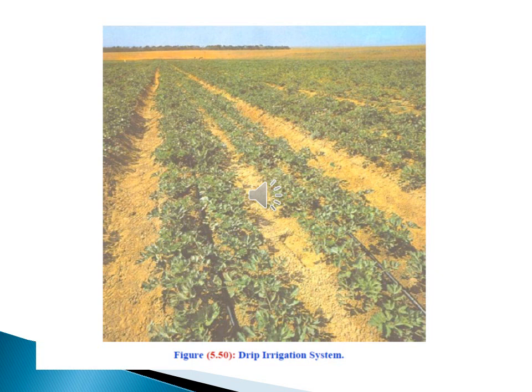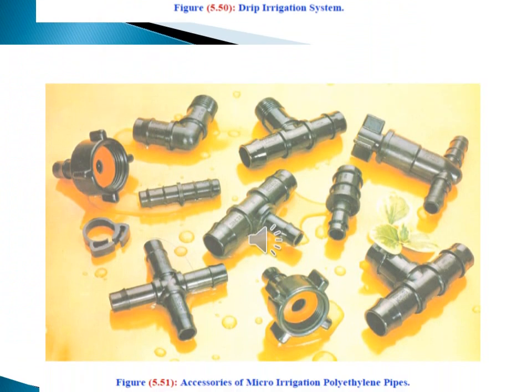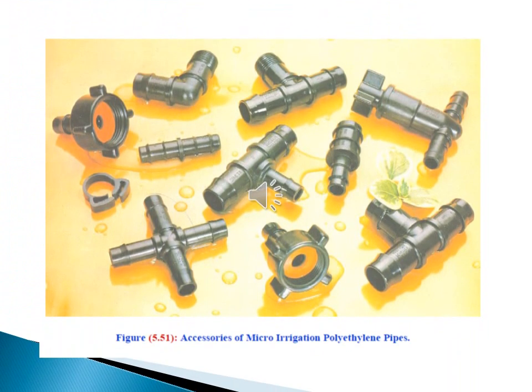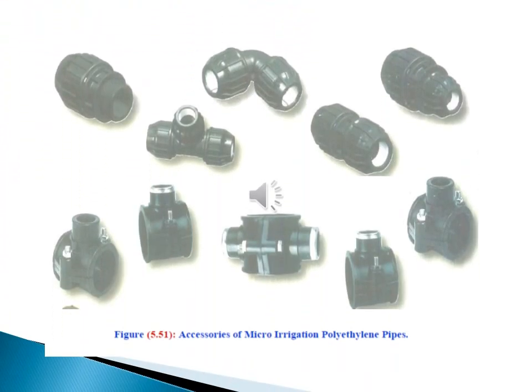Figure showing the shape of the irrigation system in the field. Figure showing the accessories of micro irrigation polyethylene pipes. Figure showing the rest of the accessories of micro irrigation polyethylene pipes.